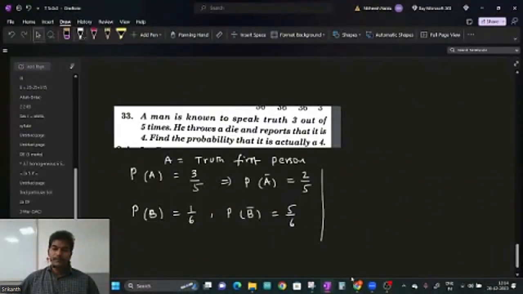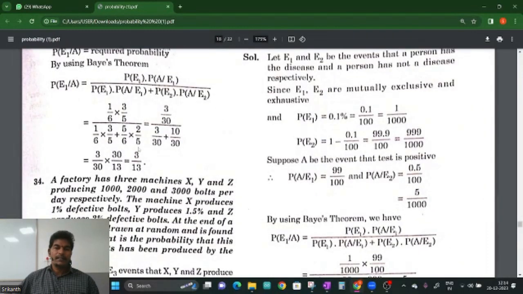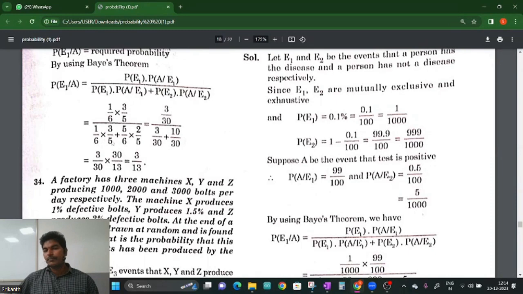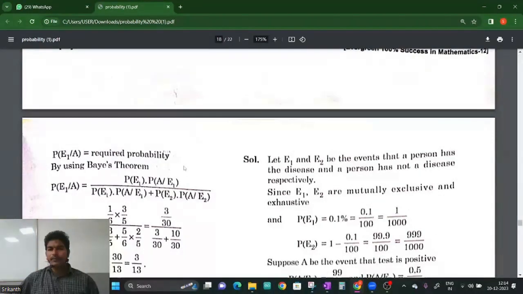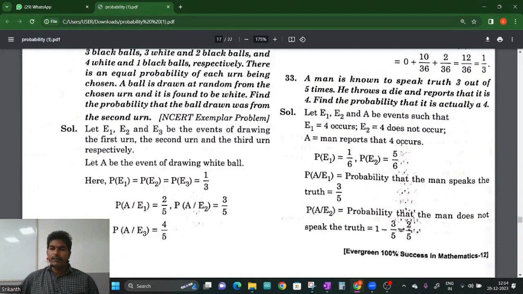Copy this. So look at this. P of 1 by 6 and 5 by 6, true and false probabilities. Actually, man speaks truth is 3 by 5, and probability that man does not speak truth is 2 by 5. Okay. So after that, calculate 1 by 6 into 3 by 5. That means what? 1 by 6 is truth and 3 by 5, what is 3 by 5? Man reports 4 occurs, is A. The probability man speaks truth is 3 by 5.